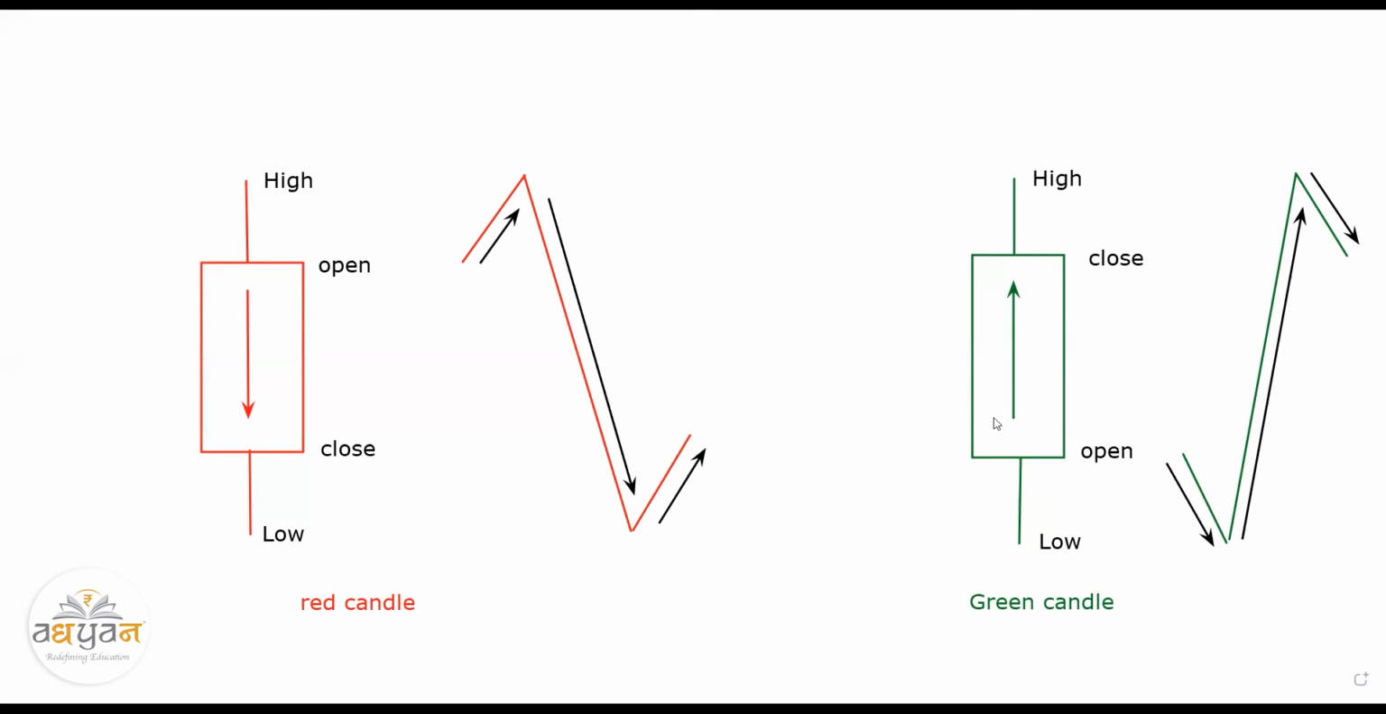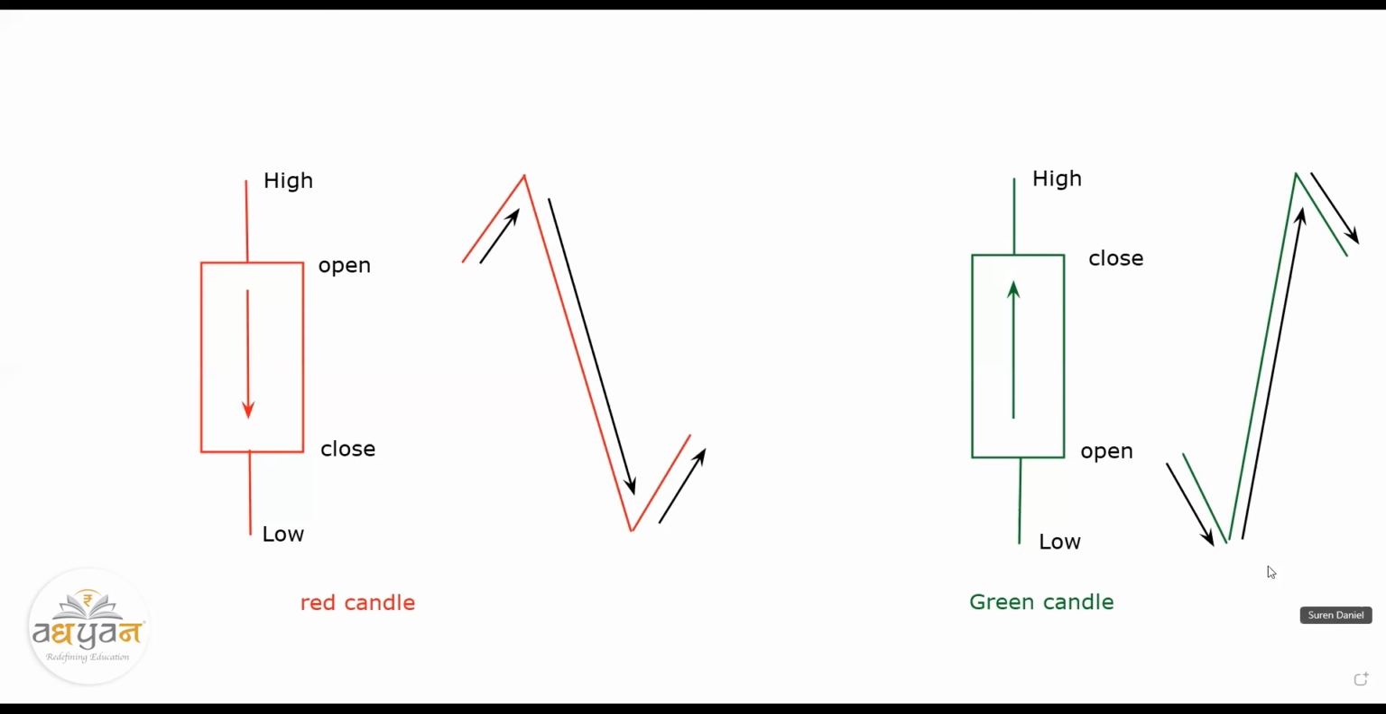That means this is a positive candle, and this is a negative candle. So if the opening is greater than the closing price, then it will be a red candle. If the opening price is lesser than the closing price, then it is called a green candle. So the high price and low price will be the same forever, but the open and close will differ between the colors. When the opening price is lesser than the closing price, then the color formed is green. When the opening price is greater than the closing price, then the color will be red.